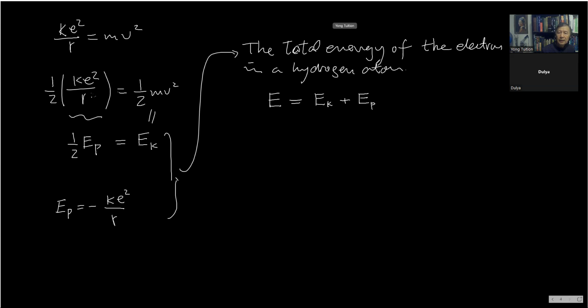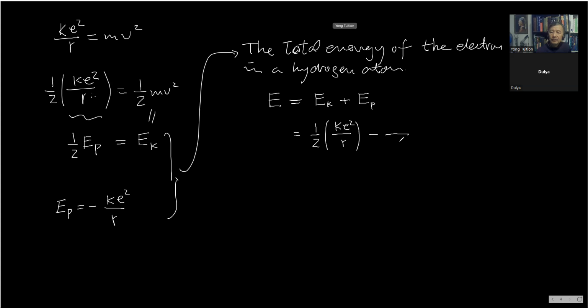EK is equal to, do you remember? Equal to half ke squared divided by r. Can you see? And the potential energy is negative. Remind you, it is always negative for the potential energy of an electron that is not free, an electron in the atom, because the force is attraction.